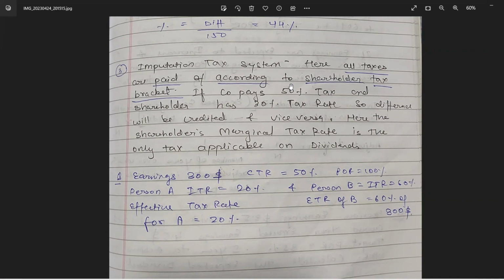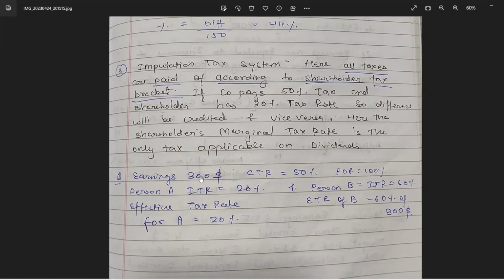So suppose the company has earned $100 and they have been taxed 35%, but your tax rate is 10%. So the extra amount that has not been passed to you will be treated as DTA. So what is DTA?